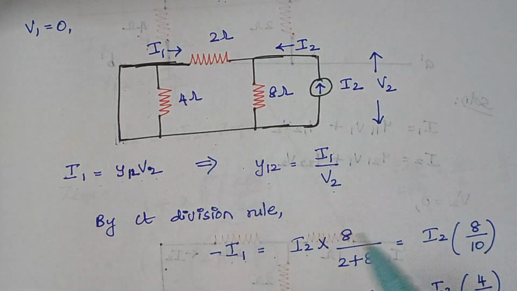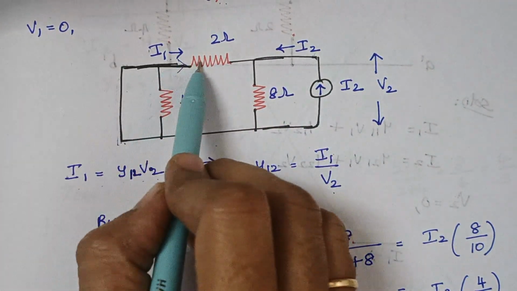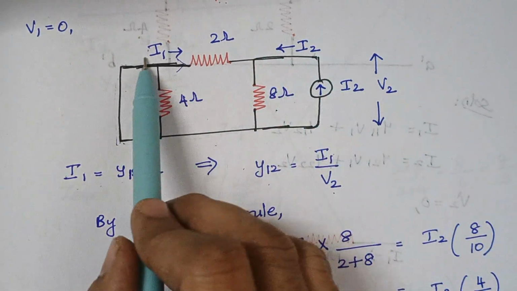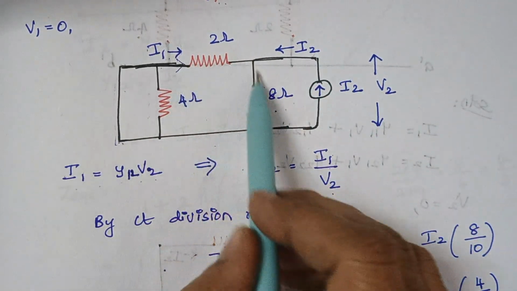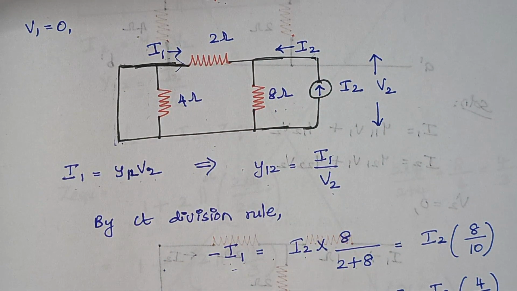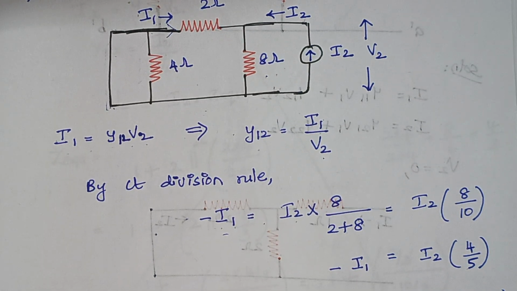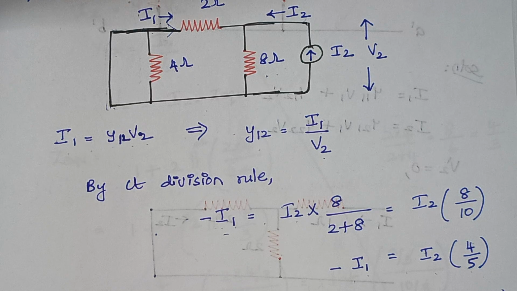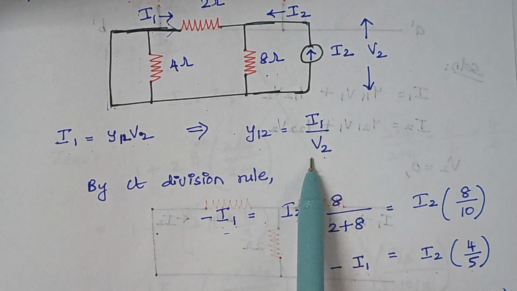So here we are calculating I1. What is the resistor which is opposite to this? This is 8 ohm. So minus I1 is given by I2 into 8 divided by 2 plus 8, that is the total resistance. Once you calculate, finally we have minus I1 is equal to I2 into 4 by 5. Next we are going to calculate V2, because we calculated I1.